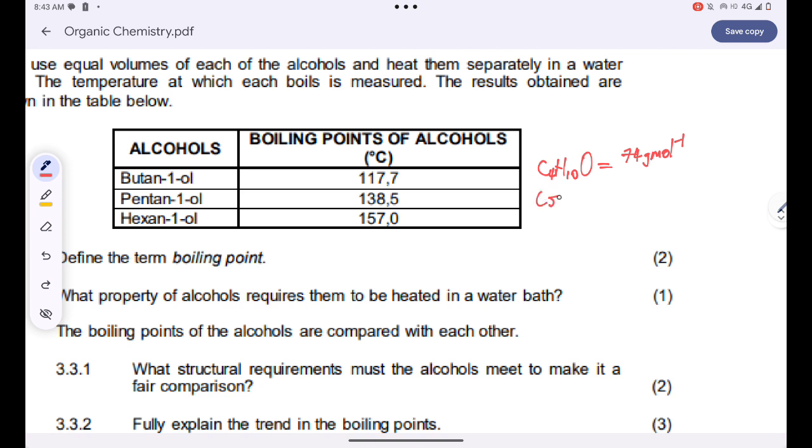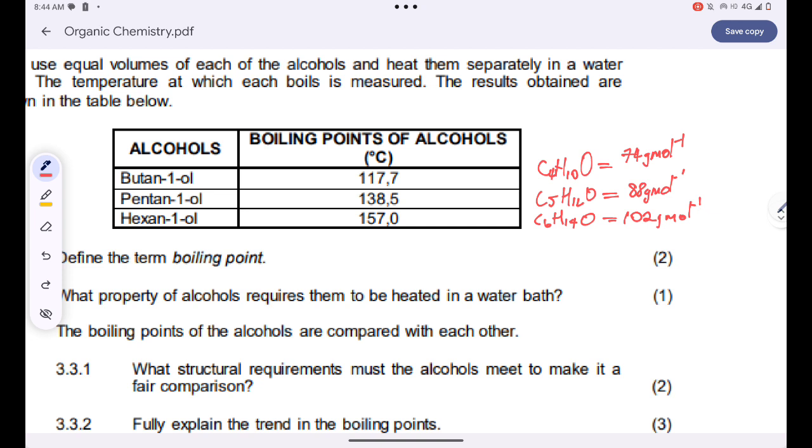And then pentan-1-ol is C5H12O. It's C5H12O. This will be 88 grams per mole. And then for the hexan-1-ol, we'll simply get 102 grams per mole.